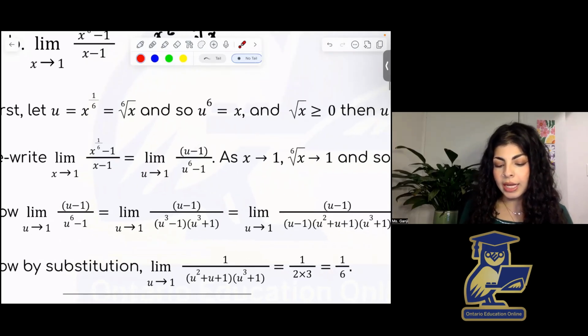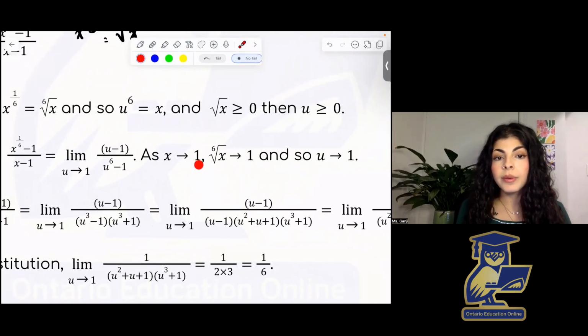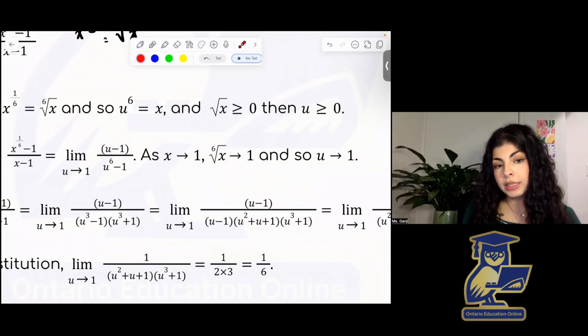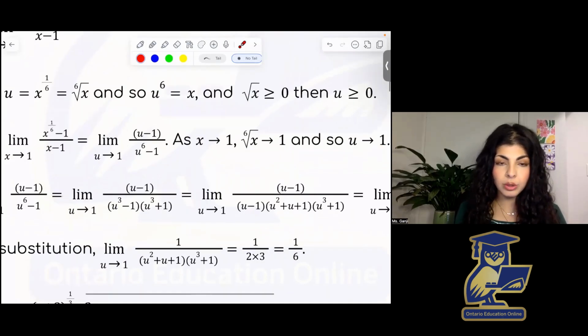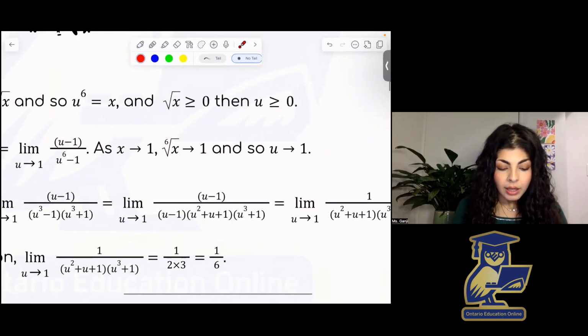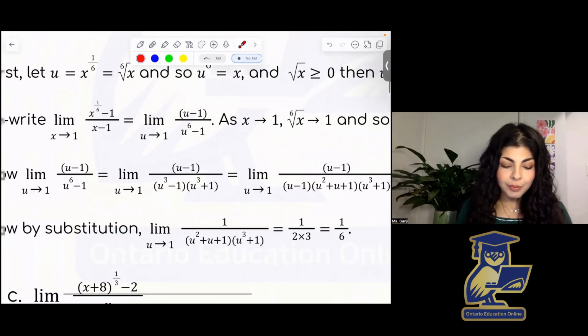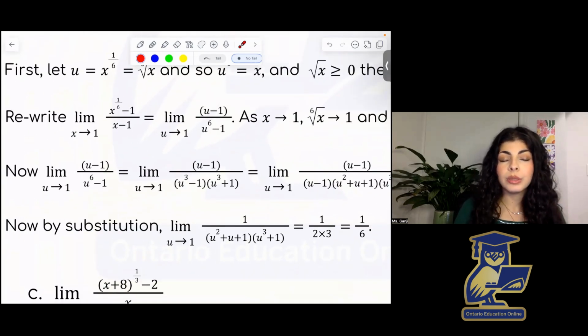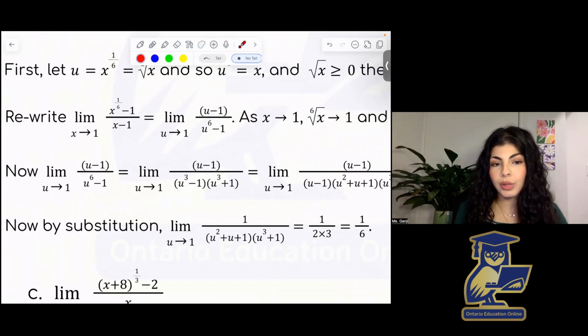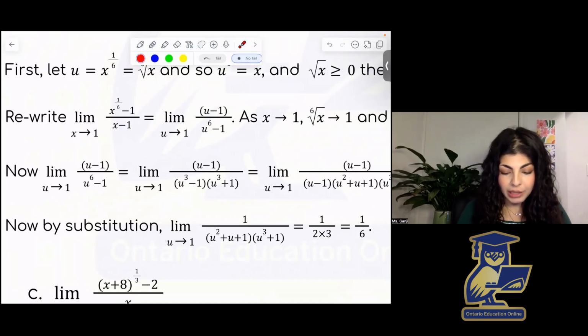And the reason for that is as x is approaching 1, we have that the 6th root of x is also approaching 1. And so we have u is approaching 1 because those two are the same. Now again, u is approaching 1. In my denominator, I'm going to get 1 minus 1, which is 0, so that doesn't work. So now we have to factor.